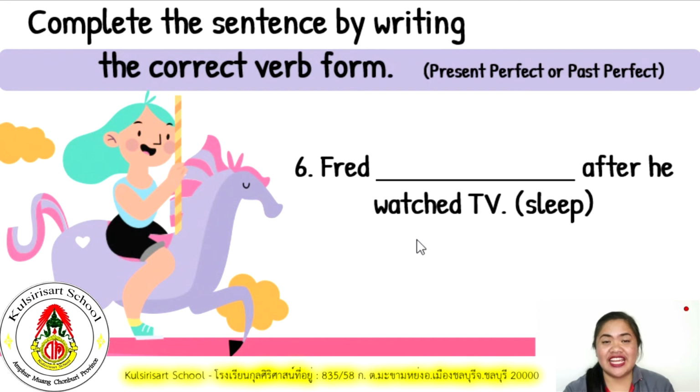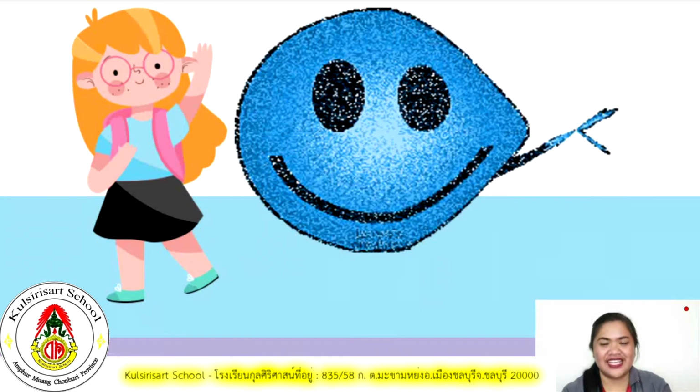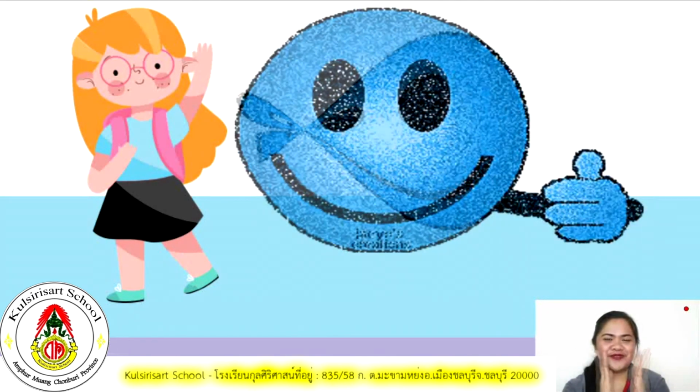Very good. It should be in the past perfect form, meaning we are going to use the pattern had plus past participle, which means that had plus the past participle of sleep is slept. Fred had slept after he watched TV. Do you understand now? Very good. I'm very happy that you are learning very fast. Clap your hands for yourself.